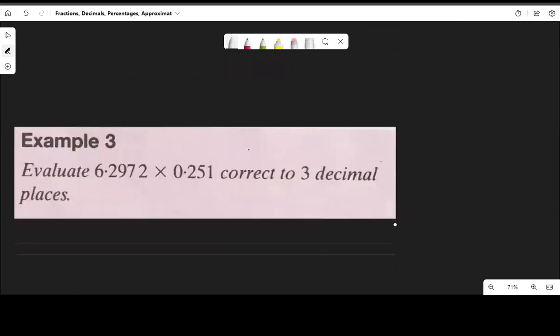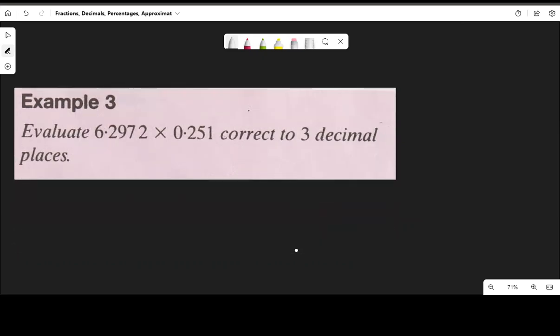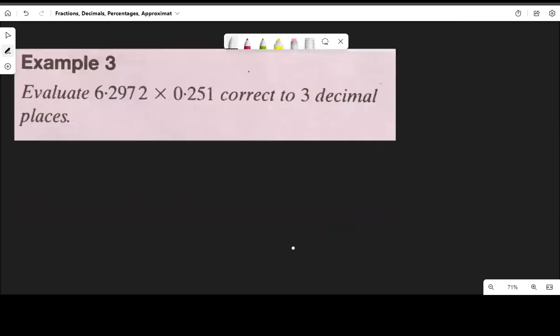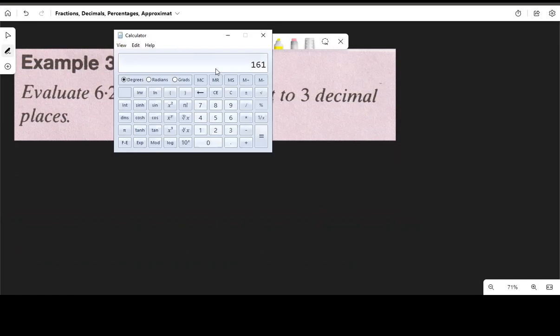Example 3 says evaluate 6.2972 times 0.251 correct to 3 decimal places. Remember, this is WAEC, and WAEC allows us to use a calculator. There's a way we can do this without a calculator, but since a calculator is allowed in WAEC, there's no point wasting our time trying to do it without one. So let me do this with a calculator right away.